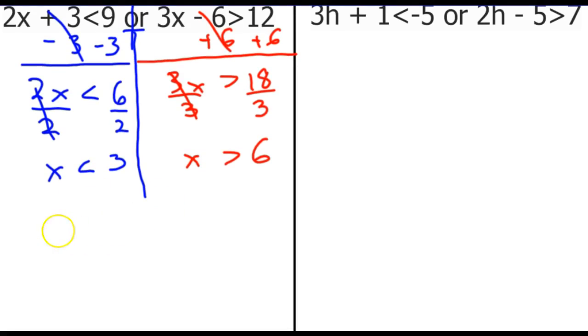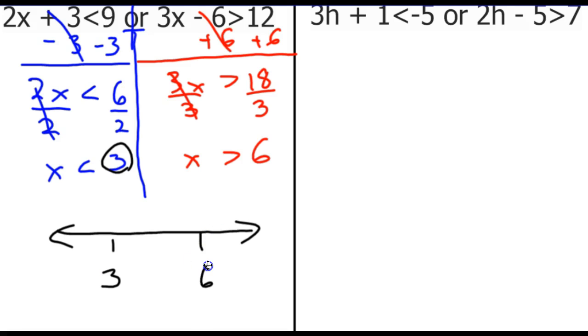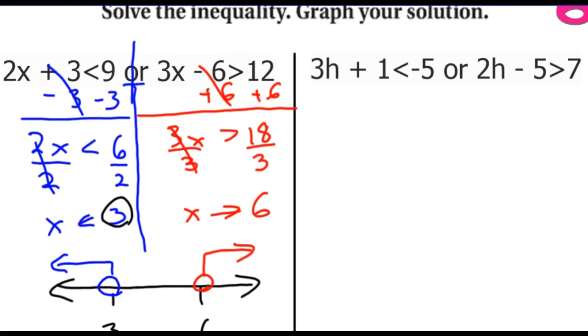So if we're going to graph this, the least one is 3, so that goes on the left. The greater one is 6, that goes on the right. 3 has an open circle, and that's pointing to the left. 6 has an open circle, and that's pointing to the right. This is an OR inequality. X can be anything less than 3 or greater than 6.